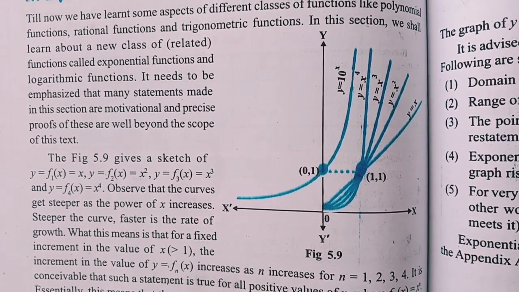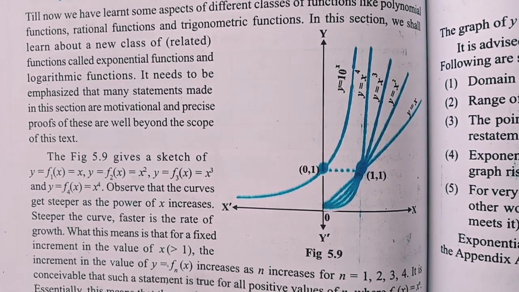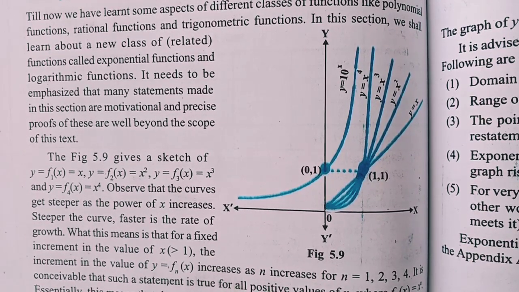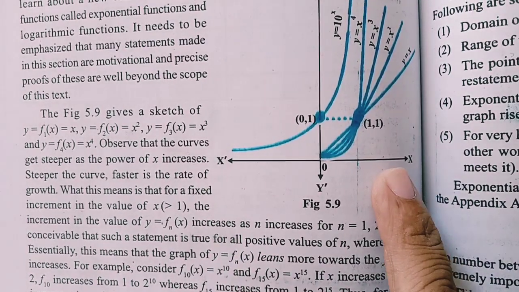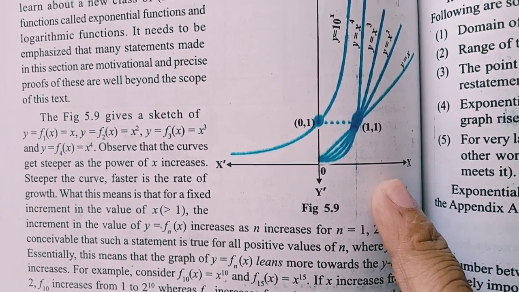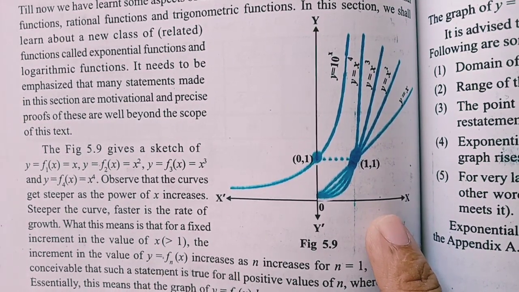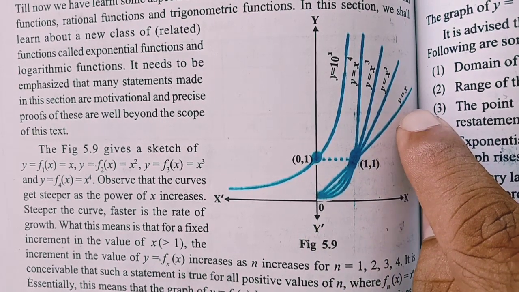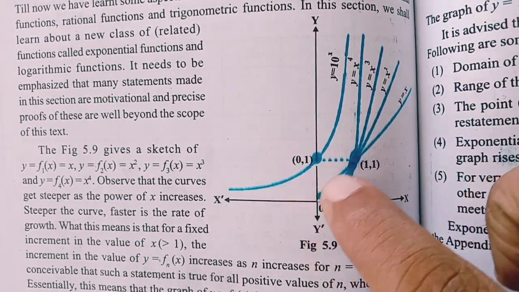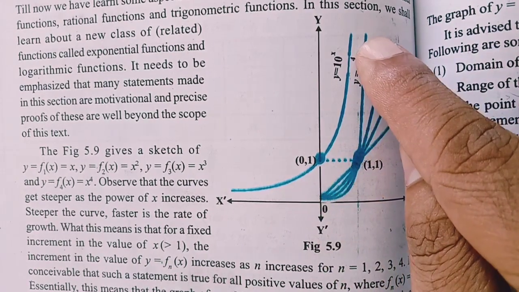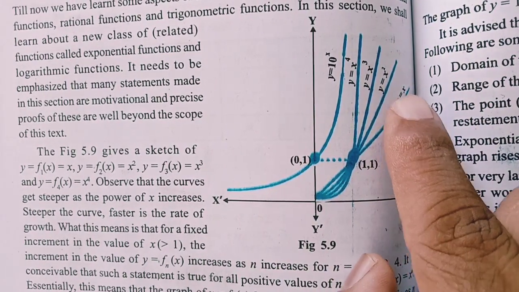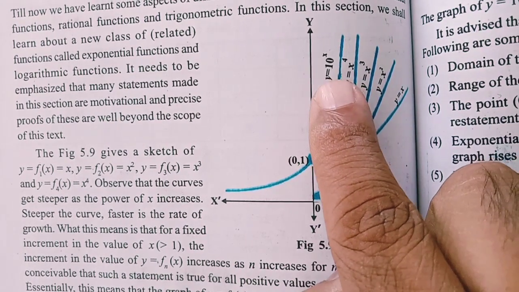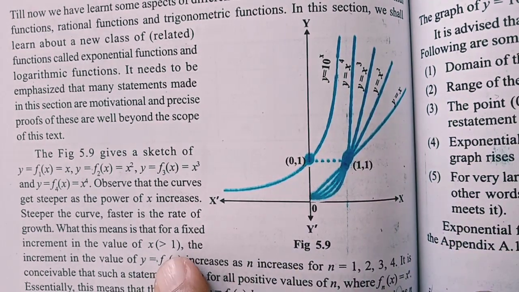In this session now we will study about the exponential function and the logarithmic function. Here a figure is given showing different functions as the power of x increases. We can see that y equals x is a straight line, then y equals x squared, y equals x cubed, y equals x raised to 4. As the power goes on increasing, the graph leans towards the y axis for x greater than 1.